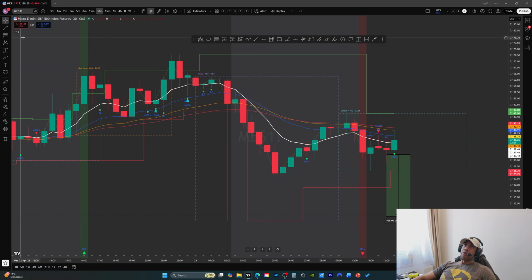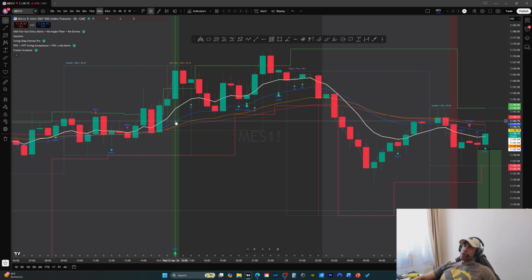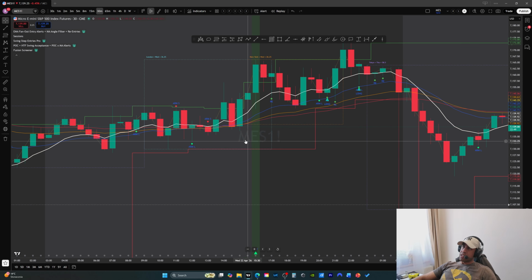30-minute chart. This first indicator is my EMA fan out entry alerts. Basically what it does is track the EMA 9, 20, 34, and 50. When they fan out like this, like over here, and they're in the right order, it gives you this buy entry. It's got different settings to gauge where you want the fan out to be true. It could be over here, different settings for that. But these are the settings that I like, and so that's one.